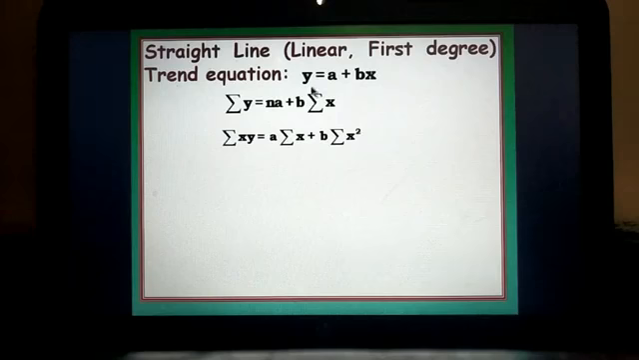In this straight line equation, how many unknown constants are there? A and b. Two unknown constants are there. So in order to find two unknown constants, it's sufficient to have two normal equations. Using these two normal equations, we can calculate these two constants. Fine. After this, what we have to do, or what we had done, try to recall.